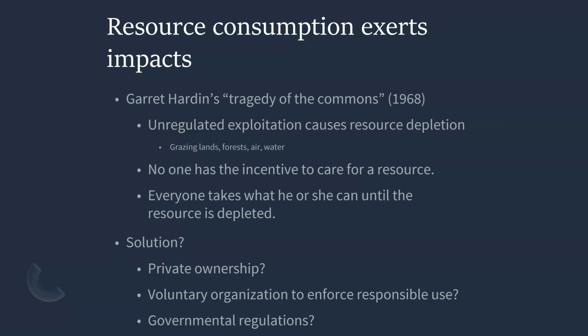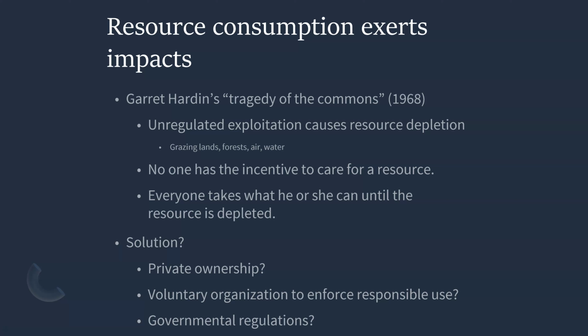So resource consumption exerts the impacts. So there's another fellow named Garrett Hardin who wrote a book called The Tragedy of the Commons in 1968. And he talked about unregulated exploitation causing resources to deplete. Okay, so this would be like grazing lands, forests, air, water. And no one has the incentive to care for this resource because it's kind of out of sight, out of mind for a lot of us. Or that's their problem. They have to figure that out.